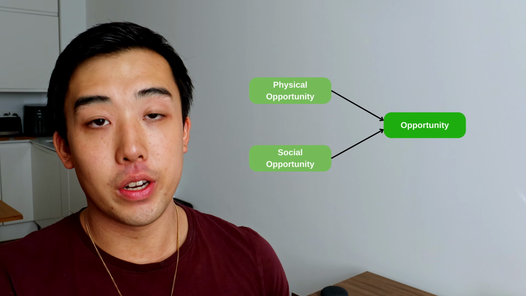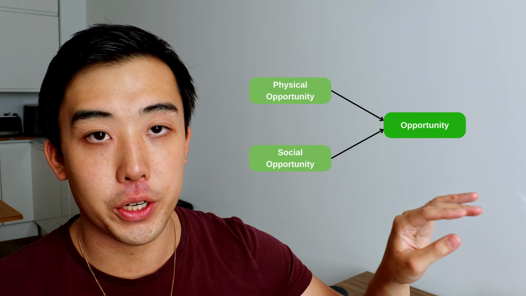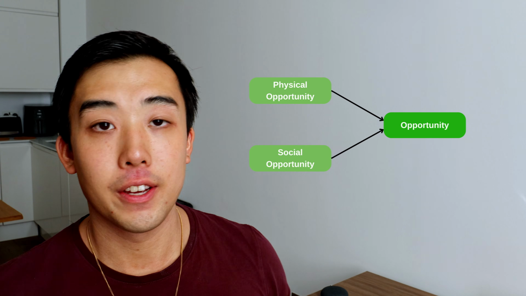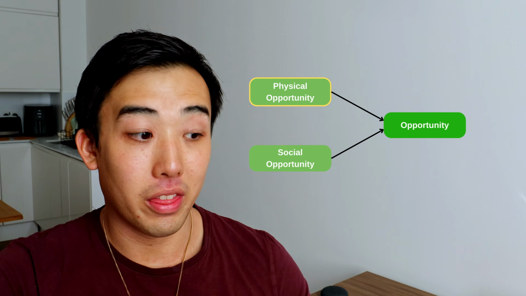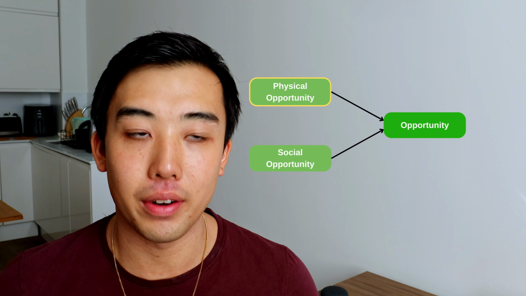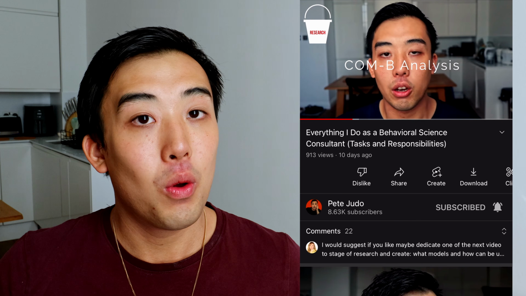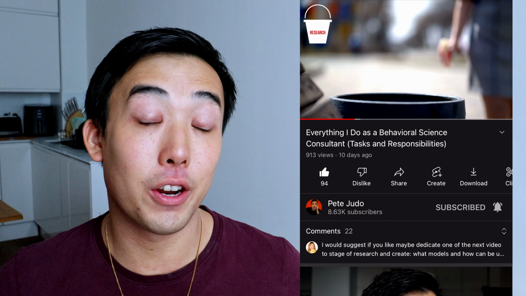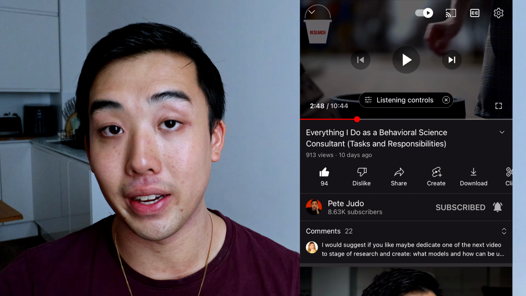So opportunity is usually further broken down into physical opportunity and social opportunity. Physical opportunity is talking about the physical things in that person's environment that would facilitate that behavior to happen. So for example, if YouTube didn't actually have a like button for you to press, well then obviously that would be a major barrier to you engaging in that behavior because there's nothing for you to click. However, in this scenario, YouTube has installed a like button for you to press, and so that is not a barrier to you liking this video.